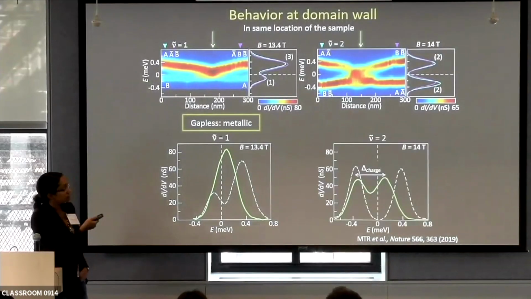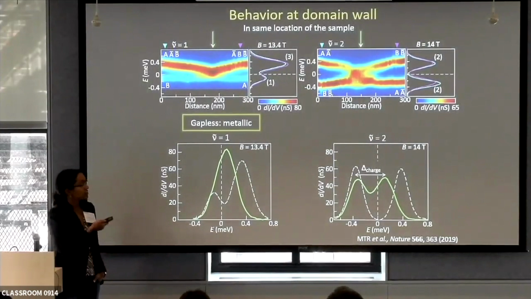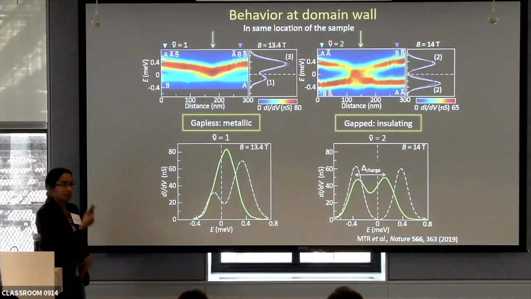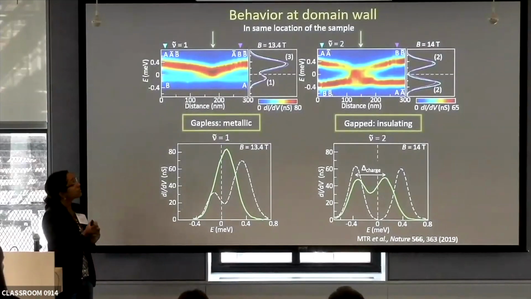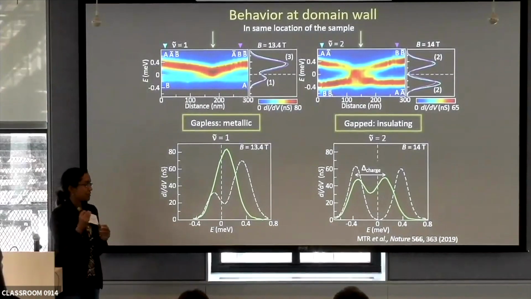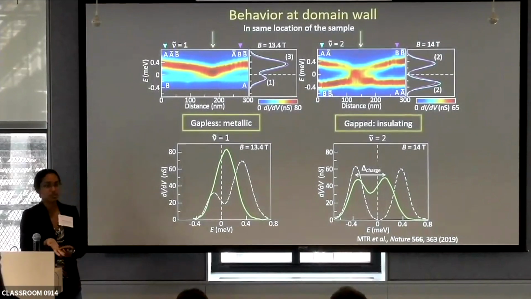But in the case of nu tilde equals 2, anywhere along this crossing point, if we look at an individual spectrum, shown in green here, there's always a residual gap. This is what I'm calling this charge gap here. So these states are actually gapped. And we see a very striking difference in behavior between these two states at the boundary. And naively, you could say, oh, maybe there's some disorder in the system which is gapping out these modes. But both of these measurements are done in the same area of the sample, just a different magnetic field. So the disorder profile is completely the same.